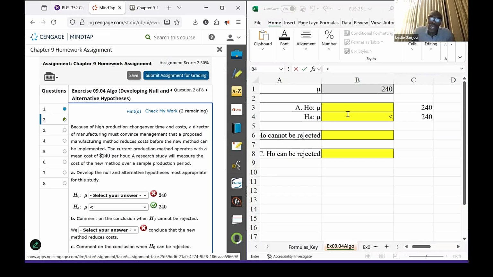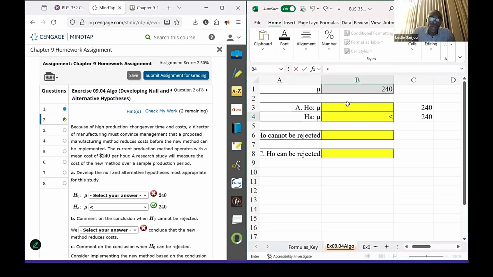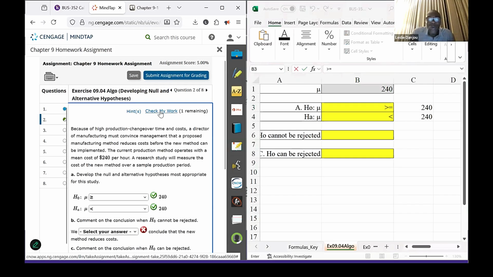All right. So now that you have the alternative, can you write the null? The null is the opposite of the alternative, and it includes an equals to sign in it. So what is the opposite of less than? Is it not greater than and equals to? Because it always includes an equals to sign in it. So in this example right here, I will go to this guy and put greater than or equals to, check my work.